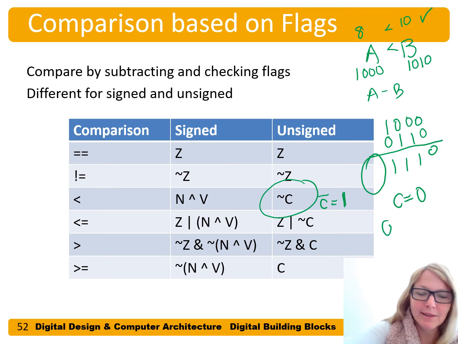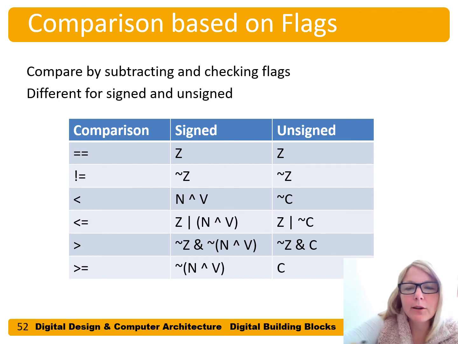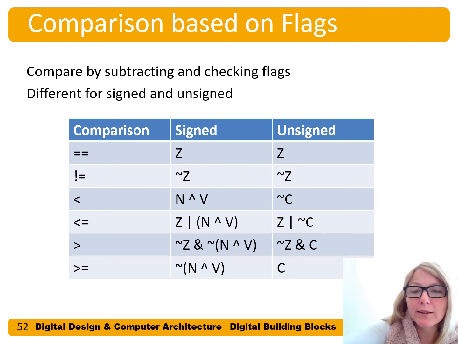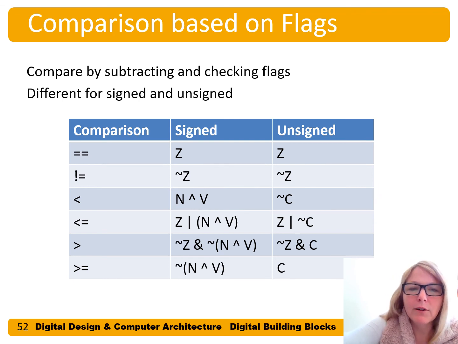So the less than comparison, A less than B, equals not C equals 1. Okay, so different for unsigned and signed numbers for less than comparison, and we've also now taken care of what happens when overflow occurs. So now we have our signed and unsigned less than comparison.